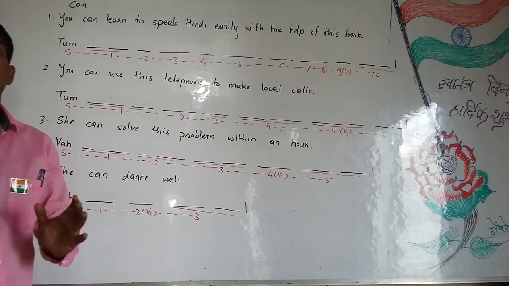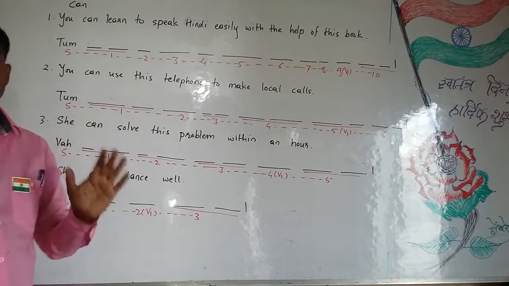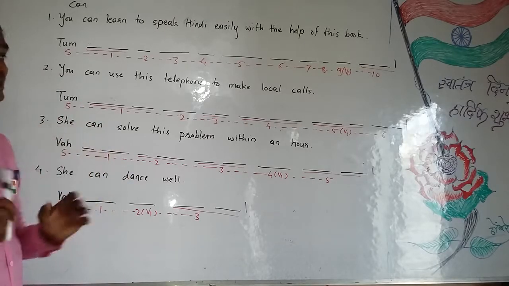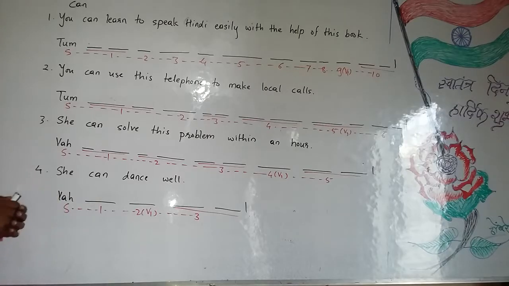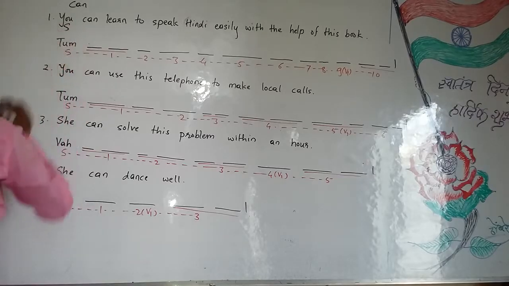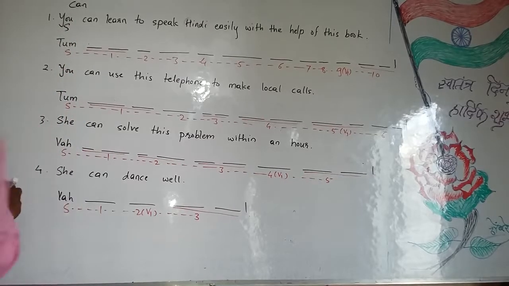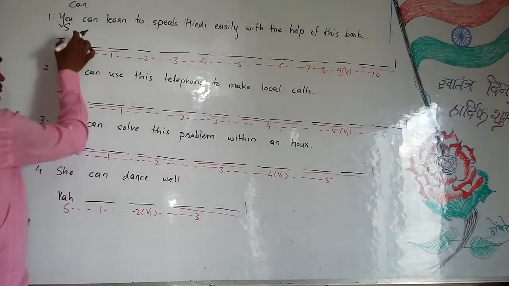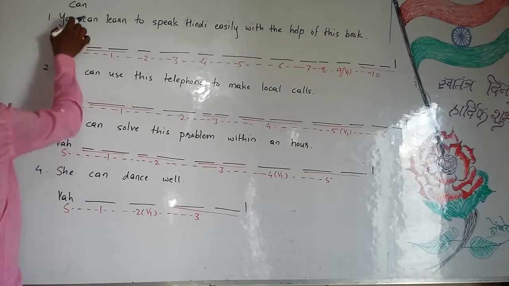We will use our new method, reverse numerical method, for speaking these sentences in Hindi. By using the reverse numerical method to speak any sentence in Hindi, we have to find out the subject at first. The subject of the first sentence is you. The Hindi word for you is tum.